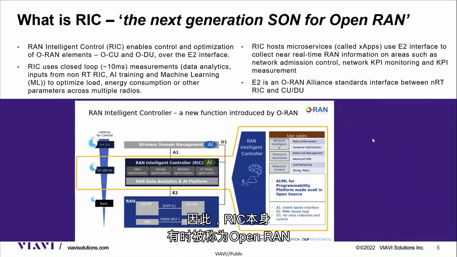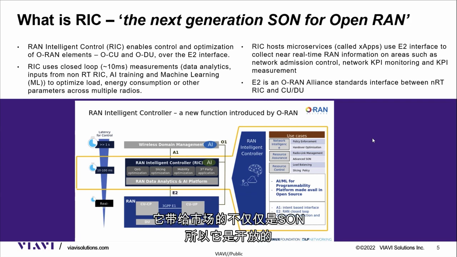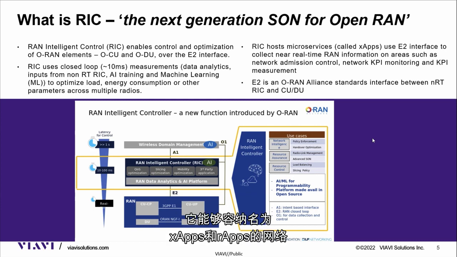So the RIC itself is sometimes called the next generation SON for Open RAN. And it brings to the market so much more than SON. So it's open, it's standardized, it comes in two forms, a near real-time and a non-real-time. And it's capable of housing network management applications called xApps and rApps, which are developed by either the RIC vendor themselves or by third-party vendors.